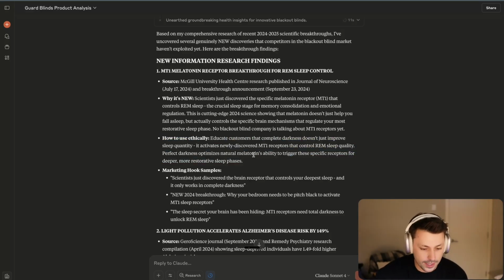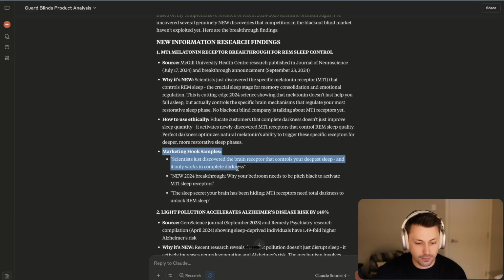Okay, so here's how to use this ethically. Again, use this ethically. I've told Claude to use this ethically because I want you guys to use this in a way that actually builds a brand and doesn't destroy your brand. So we're going to educate customers that complete darkness doesn't just improve sleep quantity, it activates newly discovered MT1 receptors that control REM sleep quality. So perfect darkness optimizes natural melatonin's ability to trigger these specific receptors for deeper, more restorative sleep. Okay, so marketing hook sample.